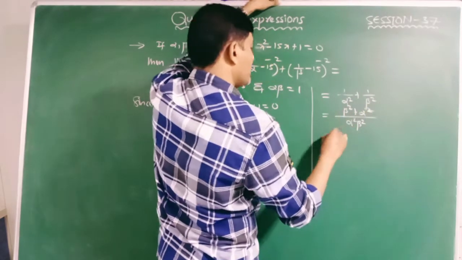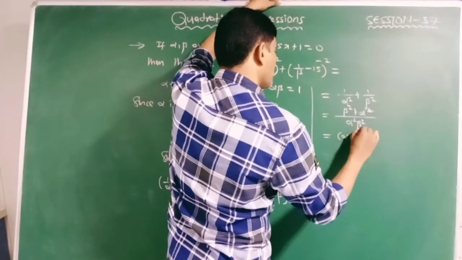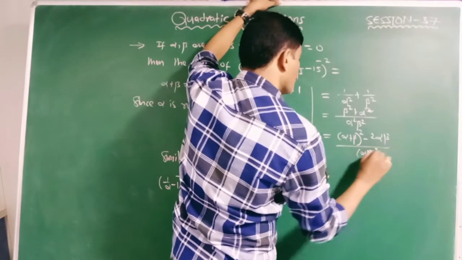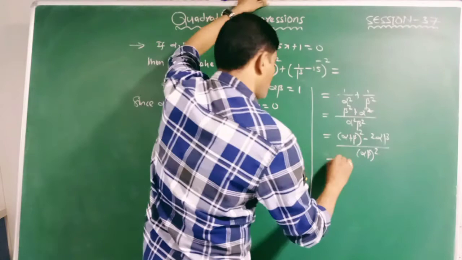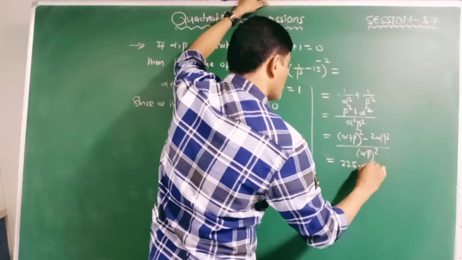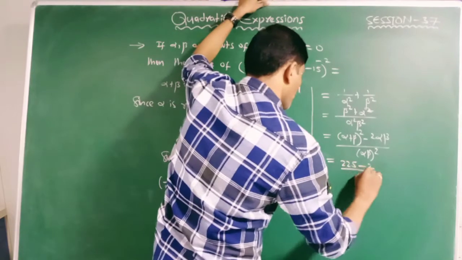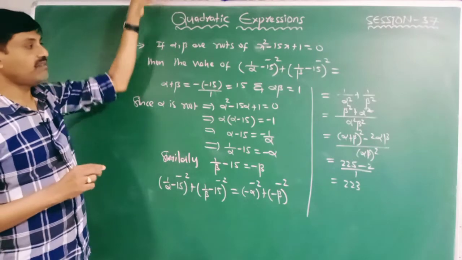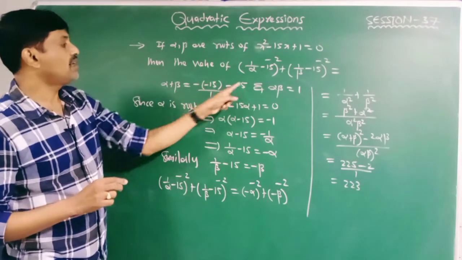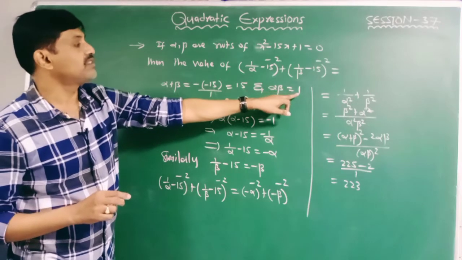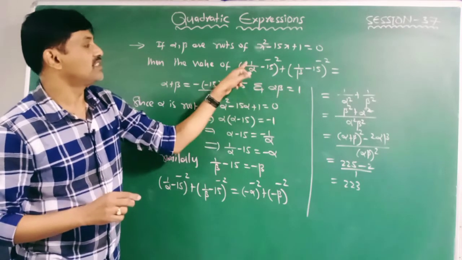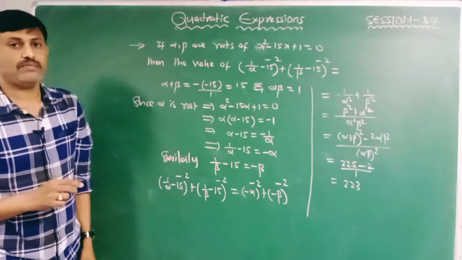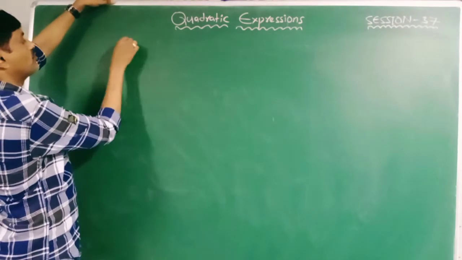You know very well, a square plus b square is a plus b whole square minus 2 times ab, by alpha beta whole square. What is alpha plus beta? 15 square is 225, minus 2 times alpha beta, which is 1, by 1. So your answer is simply 223. Otherwise, find alpha plus beta, and alpha beta is equal to 1, so 1 by alpha is equal to beta. Now 1 by beta is equal to alpha. You can do it like that also.